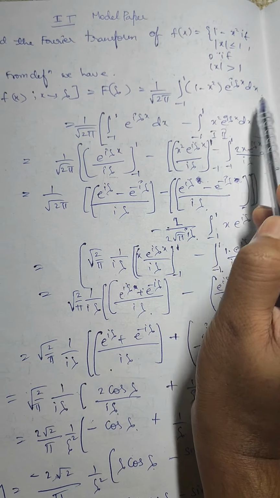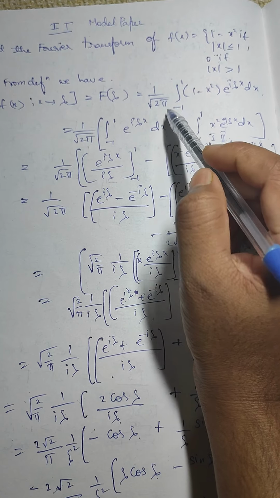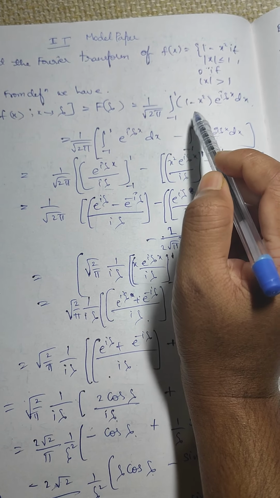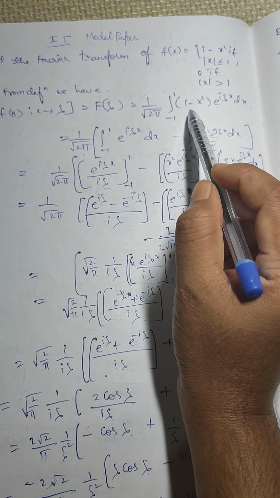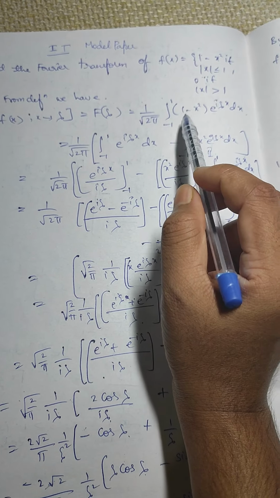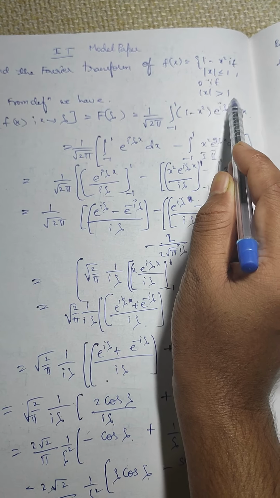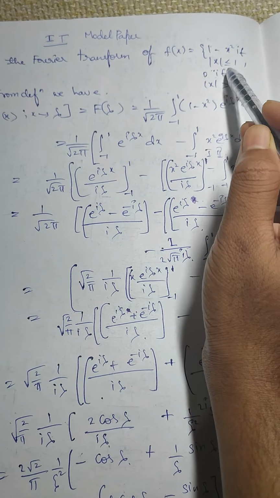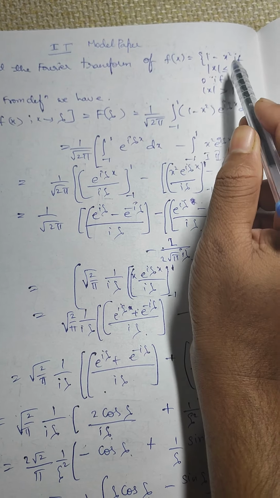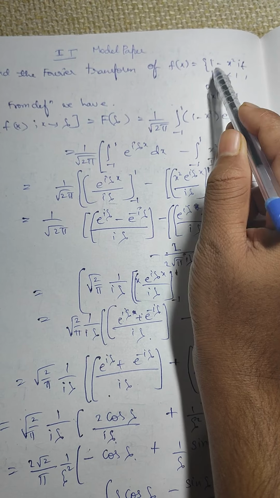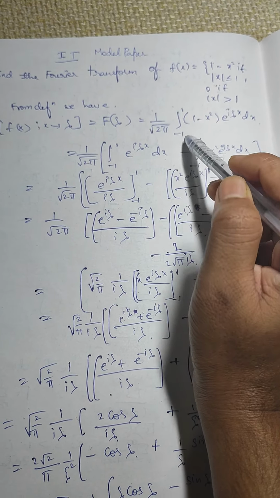For this we are writing the formula of the Fourier transform. That is 1 by root 2 pi into the integral over minus infinity to infinity of f(x) into e power i xi x dx. Though the f(x) value is 1 minus x square, we are not extending beyond 1 because for mod x greater than 1 it is equal to 0. For mod x less than or equal to 1, that is, when x lies between minus 1 to 1, only then the function value will be 1 minus x square. For other values it will become 0. So we are considering minus 1 to 1.